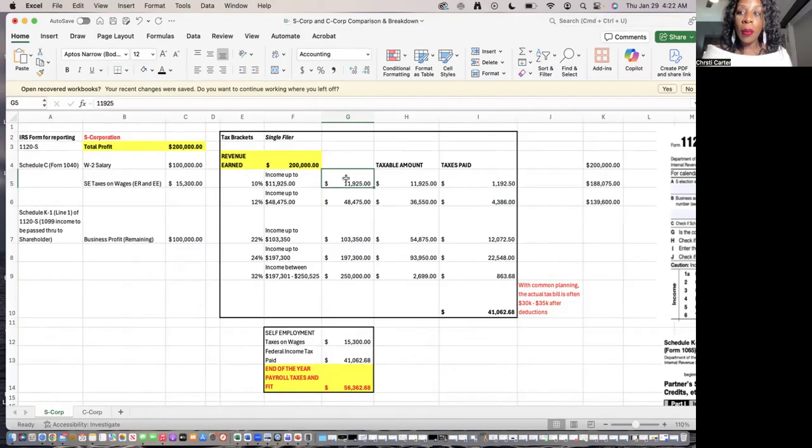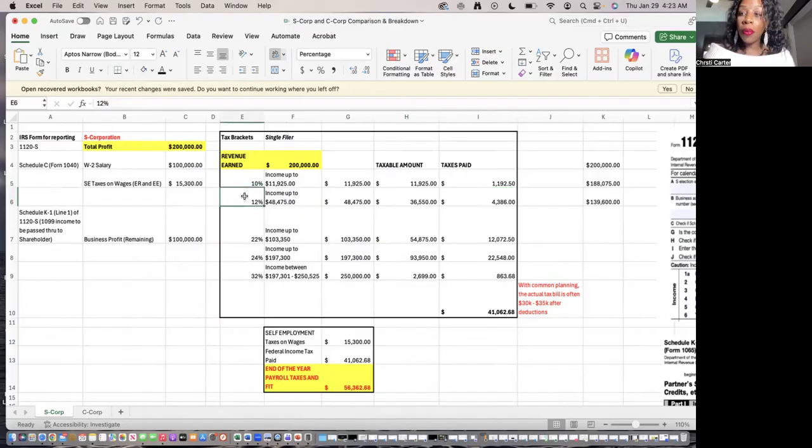So for instance, if you brought in $1,000, you paid 10% because that $1,000 is accounted for in this bracket, up to 11,000. You only made 1,000, right? Then you would pay 10% of 1,000, which is 100 bucks. But because you made $200,000 in this scenario, we're going to keep going. So yes, you are paying 10% on 11,925, which is $1,192.50.